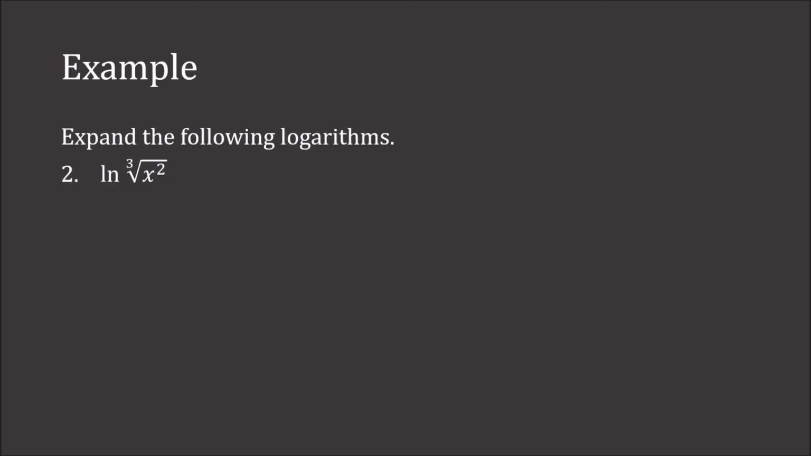Now this one isn't apparent straight away, but notice that we can write this as log of x to the 2/3 power. Right, so remember, if you have the mth root of x to the n, this is x to the n over m. Right, the numerator is what x is being raised to. The denominator is the index of the radical. And so now this is clearly a power law. So it's 2/3 ln x.